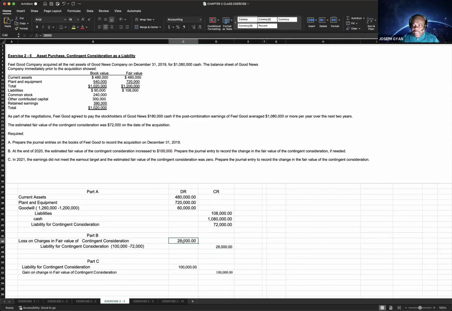On the second year, they were not able to meet the target. What is the fair value of the contingency in 2021? It is the 100,000 that we carried, that we measured in 2020. So that's why we gained the 20 here, because they were not able to meet it. So it's like a gain to us. Okay, is that good? Yes, Professor. Okay, any other questions?